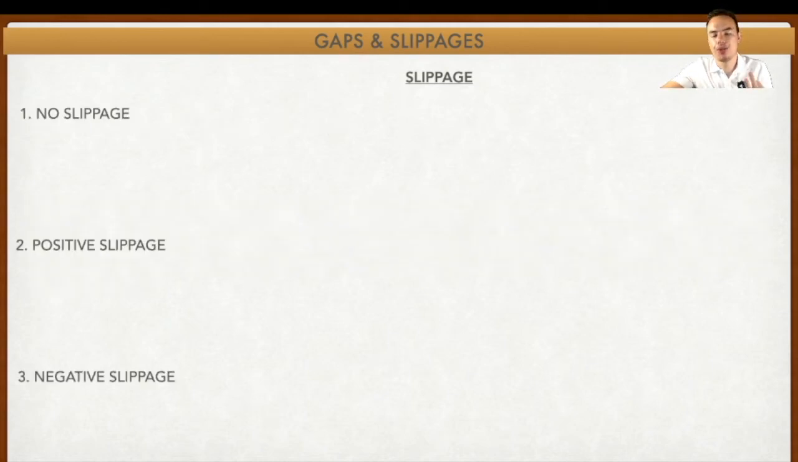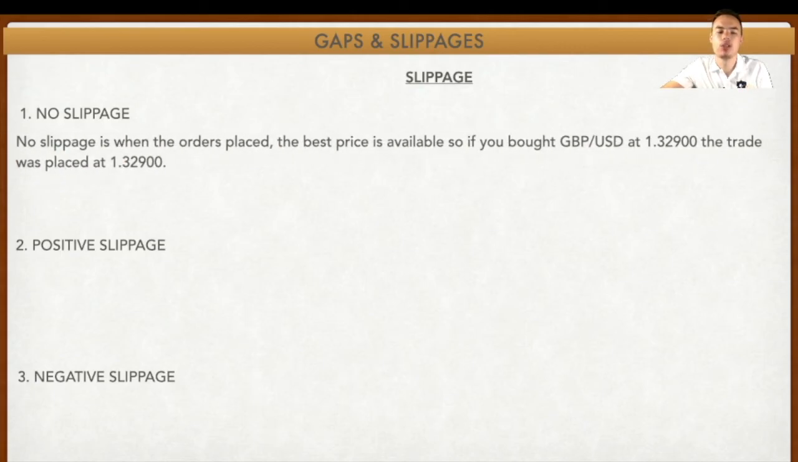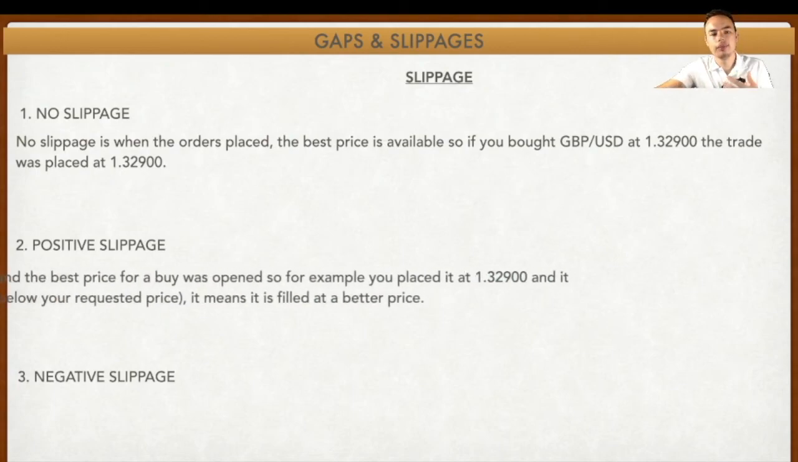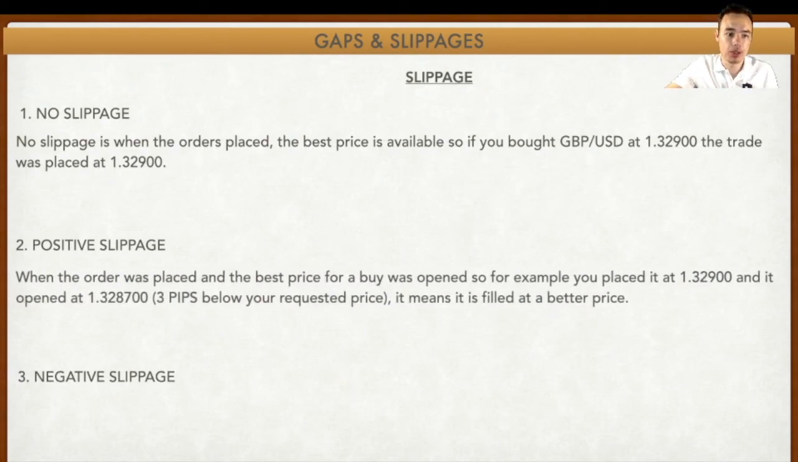Okay, so three outcomes can happen. There can be no slippage. No slippage is when the order placed, the best price is available. So if you bought GBP USD at that initial price of 1.32900, the trade will be placed at 1.32900. Okay, then you get positive slippage. So this is where, you know, the best price was opened.